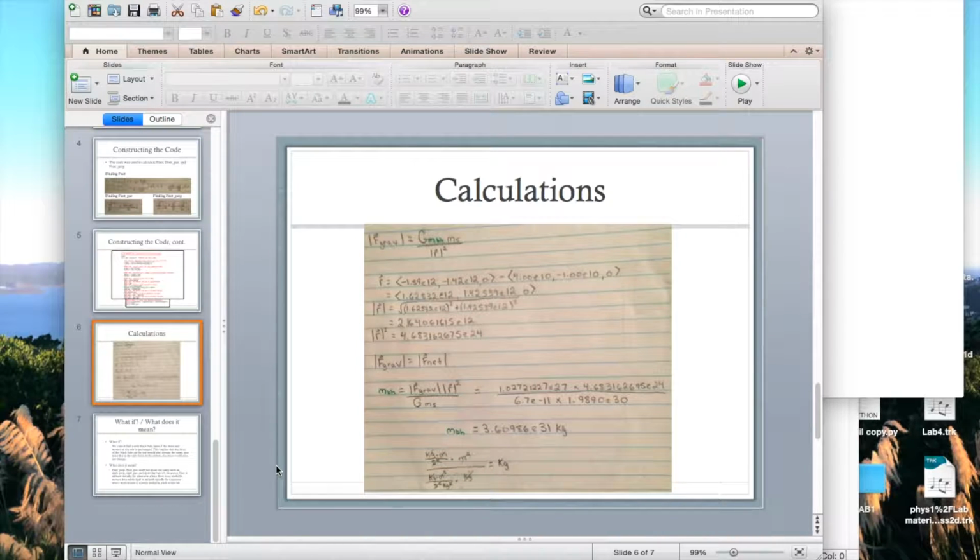And when we plug in all of our variables, we get that the mass of the black hole is equal to 3.60986 times 10 to the 31 kilograms. By doing dimensional analysis, I was able to determine that the correct unit is there for the mass, because we're left with just a single kilogram.